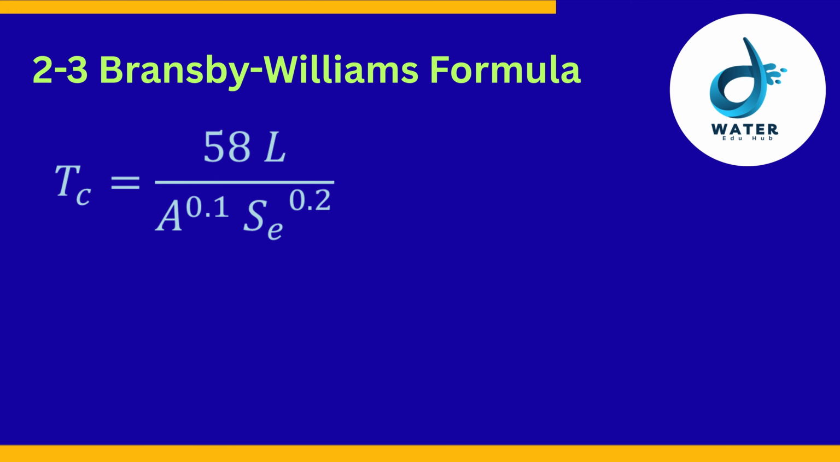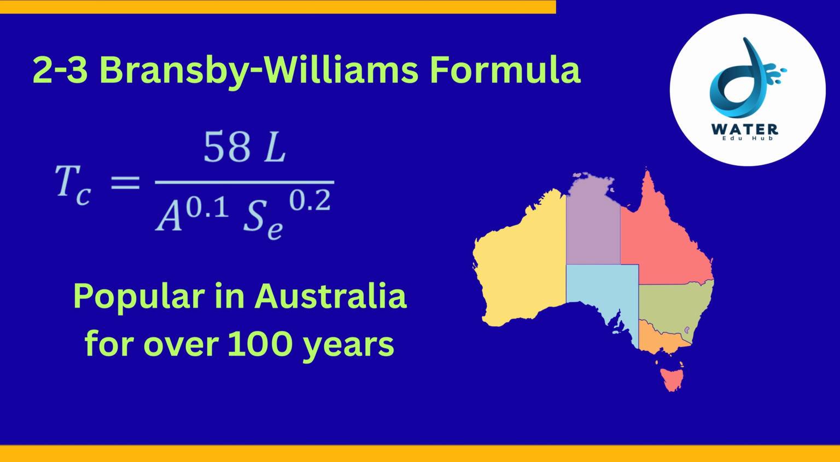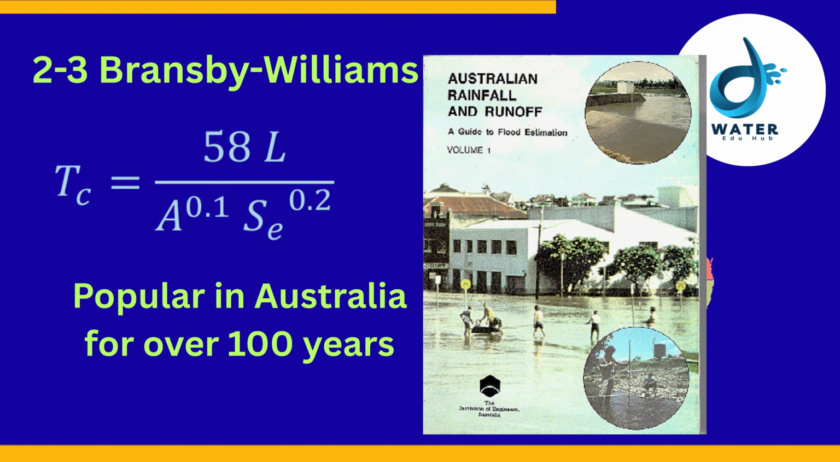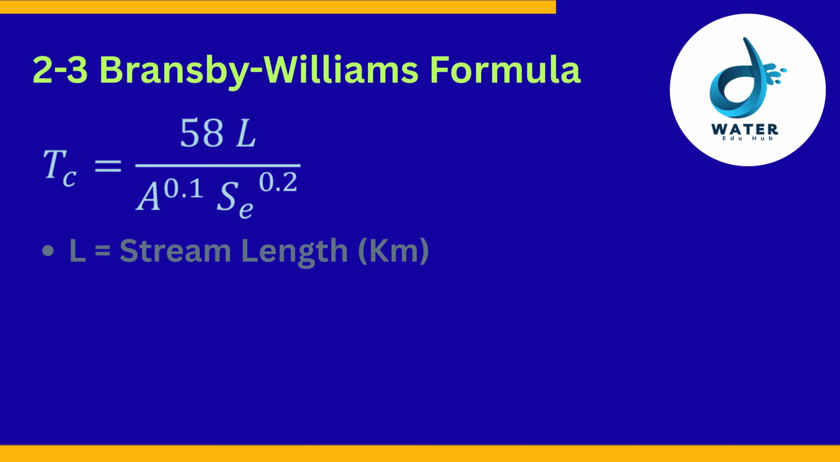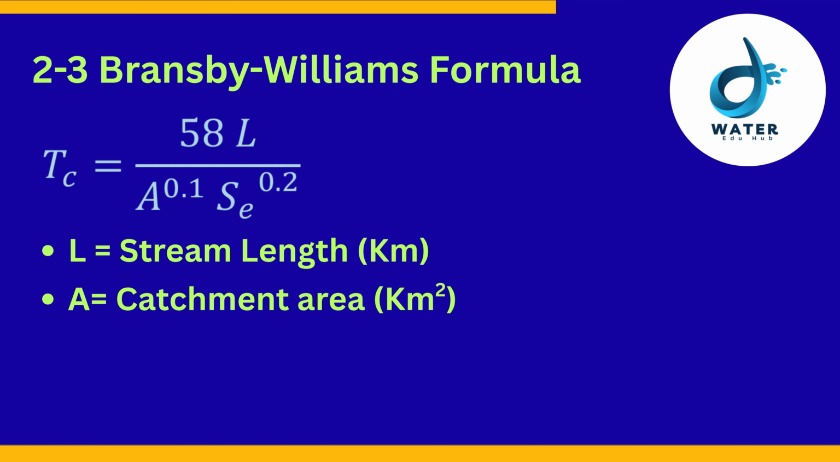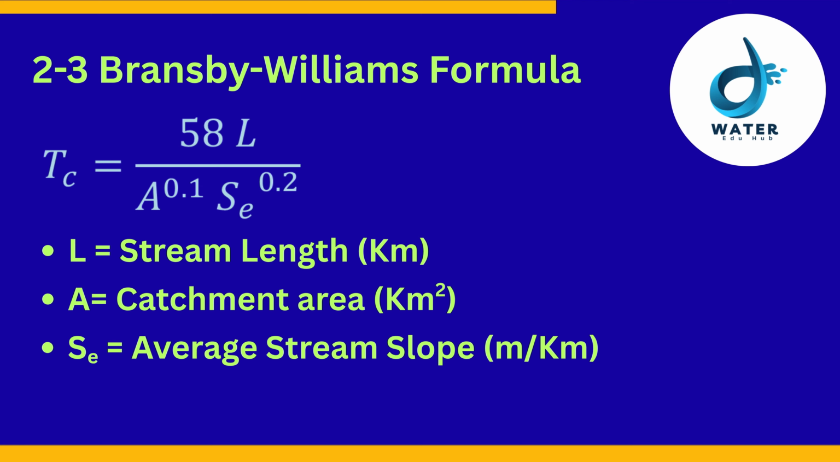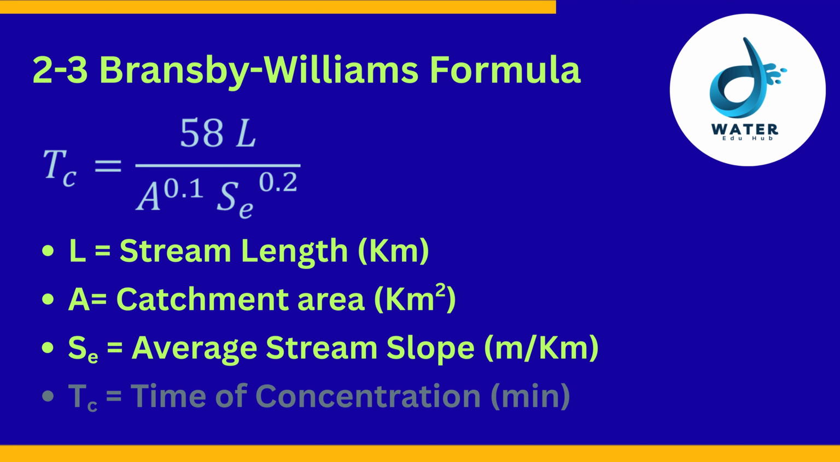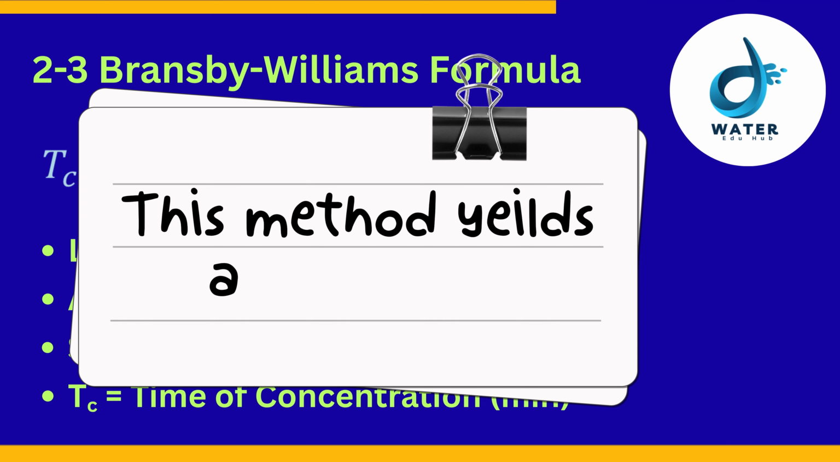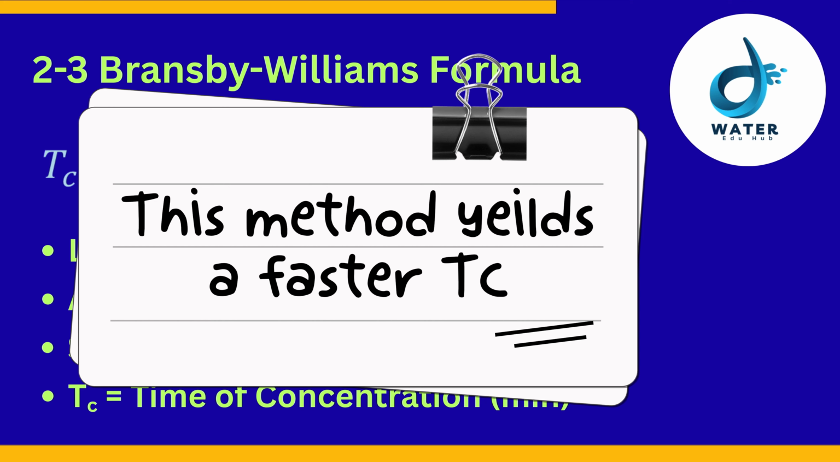The last one is the Bransby-Williams Formula. This one has been popular in Australia for nearly 100 years and was recommended by the Australian Rainfall and Runoff Guidelines 1987 version. In this formula, L is the stream length in kilometers, A is the catchment area in square kilometers, and SE is the average stream slope in meters per kilometer. The calculated TC will be in minutes. It is worth noting that this formula yields a relatively faster time of concentration than the actual one.